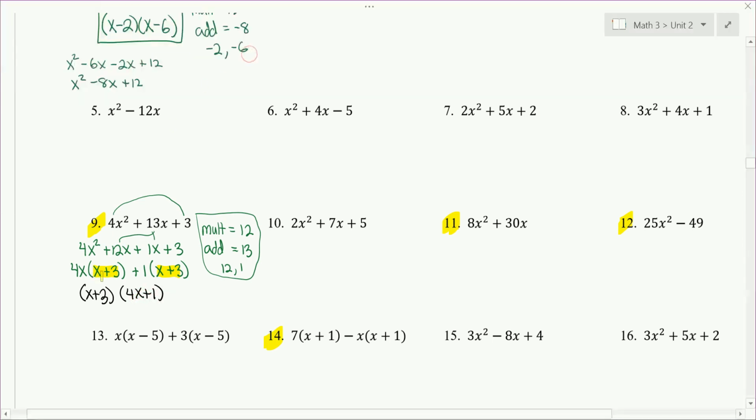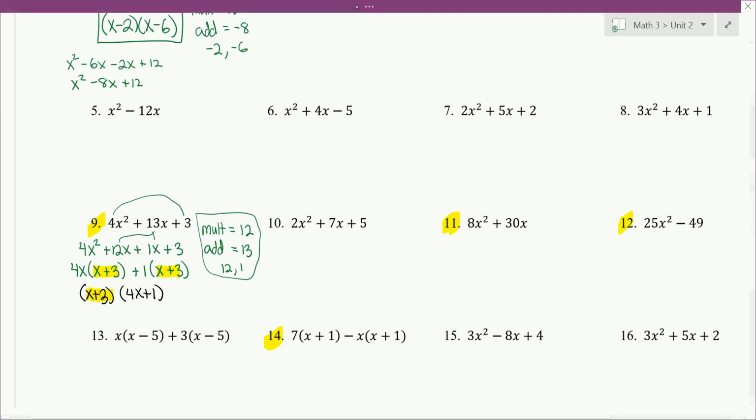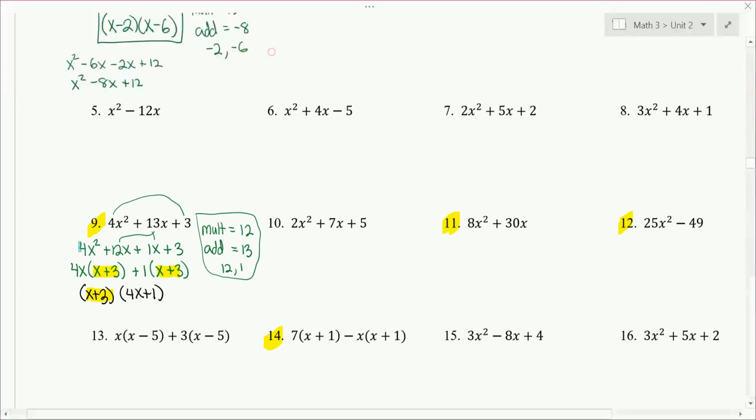So the two x plus 3's just became 1 x plus 3 out in front, and then the 4x plus 1 is what creates your second factor. And now we've finished. We fully factored it. Again, you can check to make sure this works just by multiplying it out. If you multiply x plus 3 times 4x plus 1, you should end up with what we started with, 4x squared plus 13x plus 3.